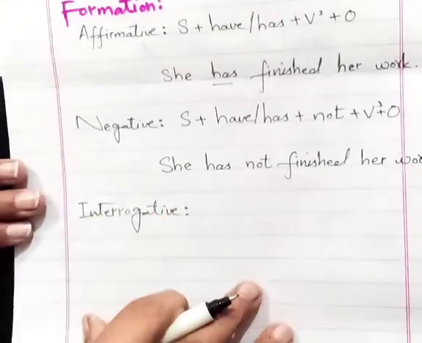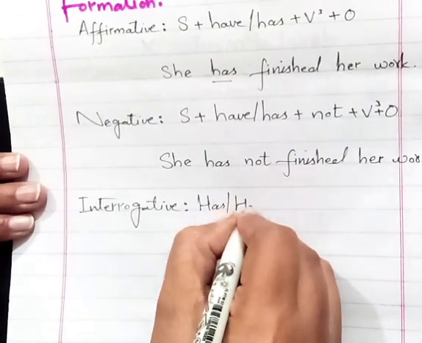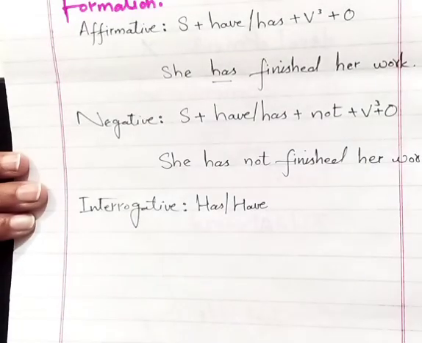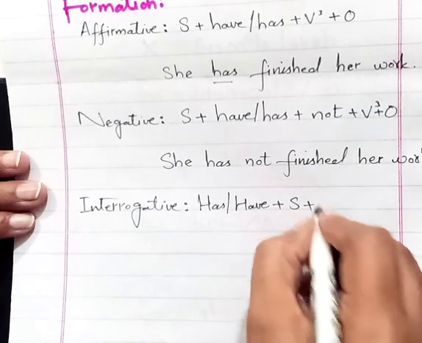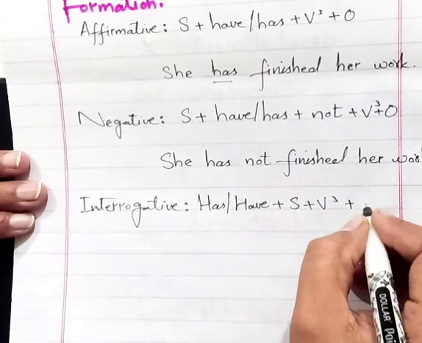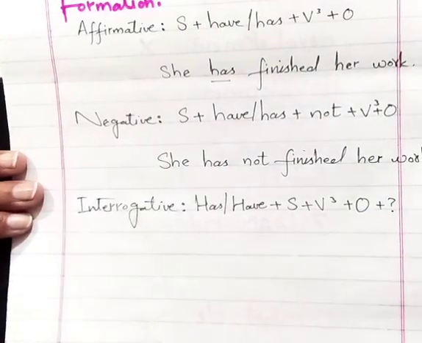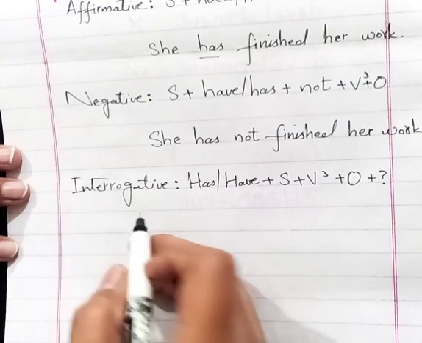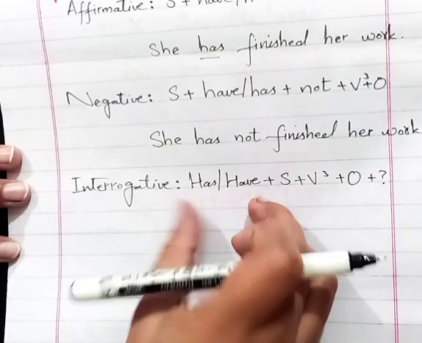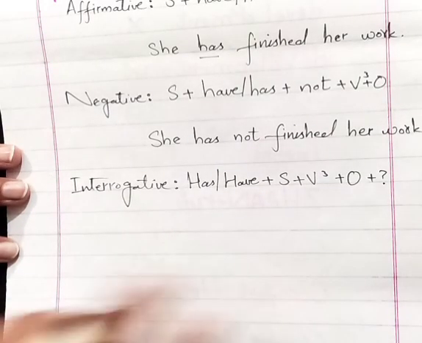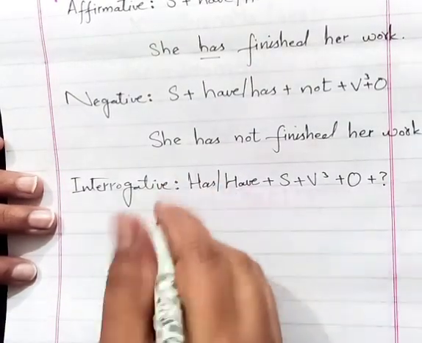Now for interrogative, our formation is has or have plus subject plus V3 plus object plus question mark. For interrogative sentences, a helping verb that is has or have will come at start or at first, whatever you say.